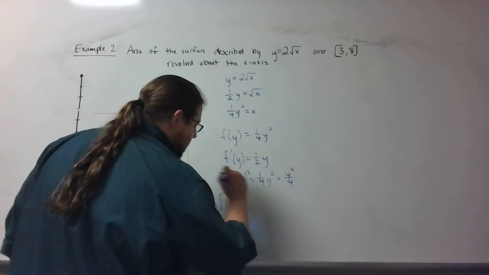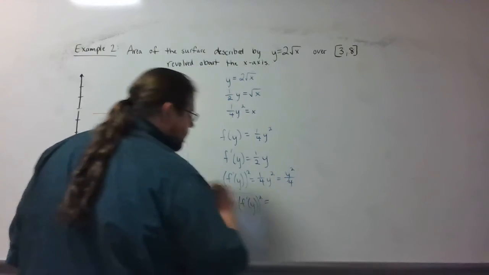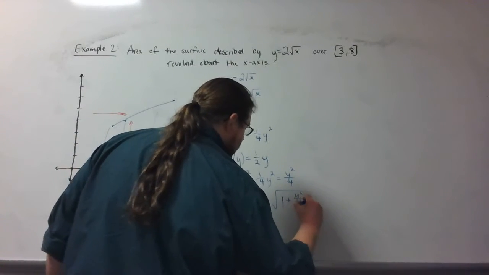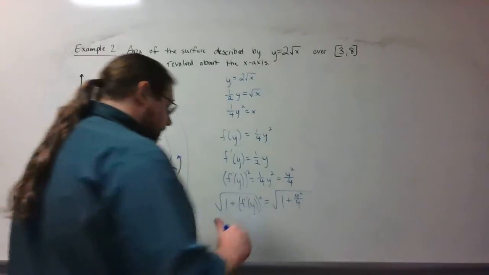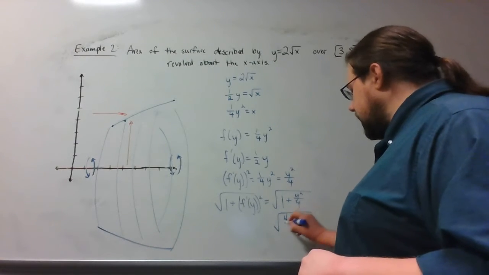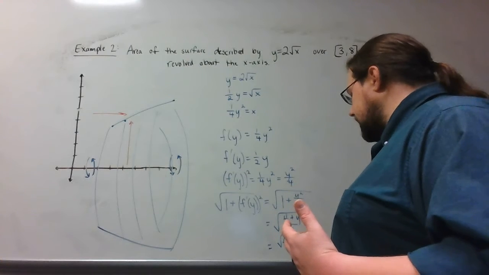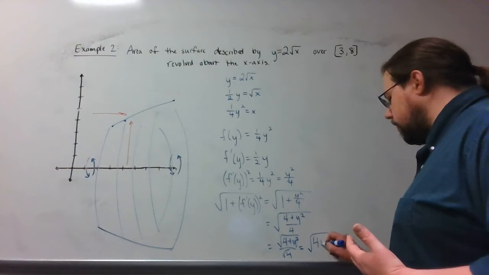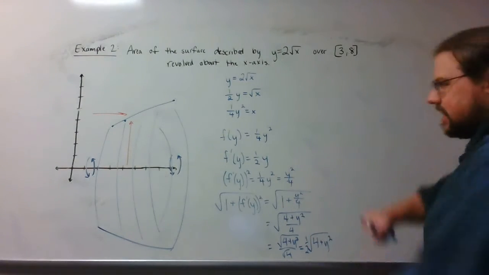So 1 plus that thing, f derivative of y squared. So I'm going to write the square root of 1 plus y squared over 4. Remember, good idea here, common denominator, take care of all that stuff. So common denominator, I'm going to have 4 plus y squared over 4. Split it up, 4 plus y squared over the square root of 4, which gives me just a plain old 4 plus y squared over 2. Okay, now all this stuff, get ready to go.